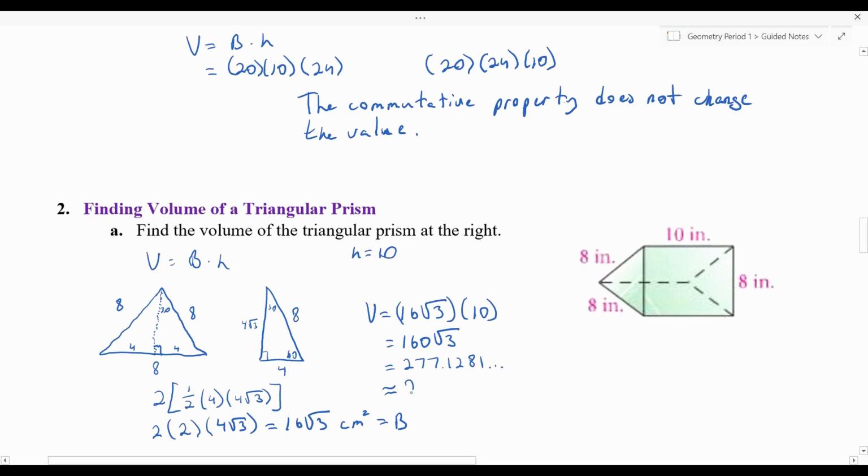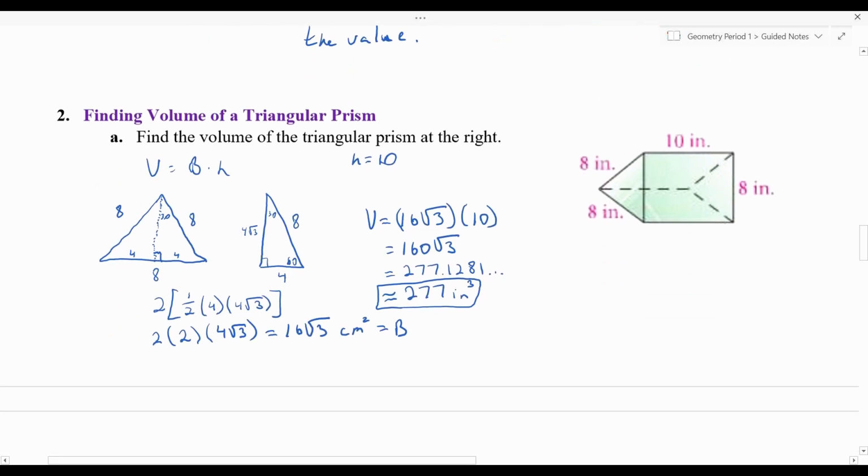then we have 277 cubic inches. And that's the volume of this prism right over here. This triangular prism is 277 cubic inches right there. All right. Moving on to part B.